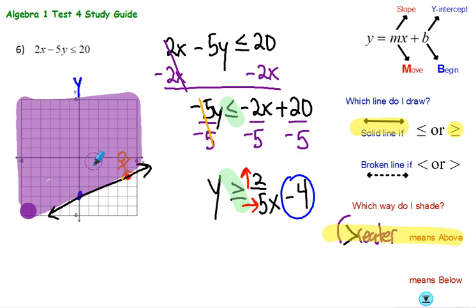Hopefully you got that one correct. If you didn't, make sure you correct the mistake that you made. And pause the video now and try number 6 on the right side.